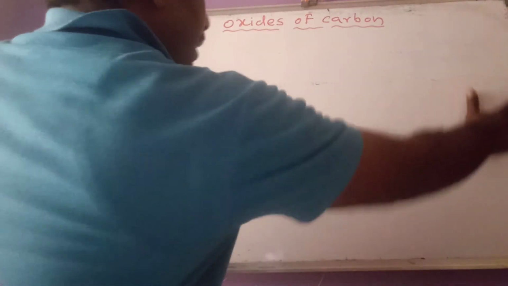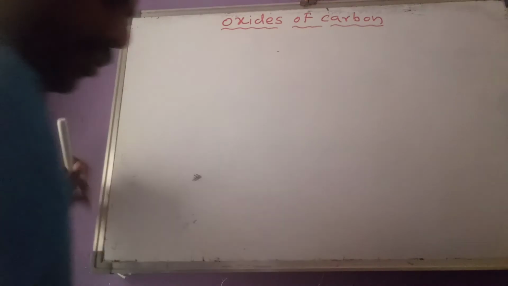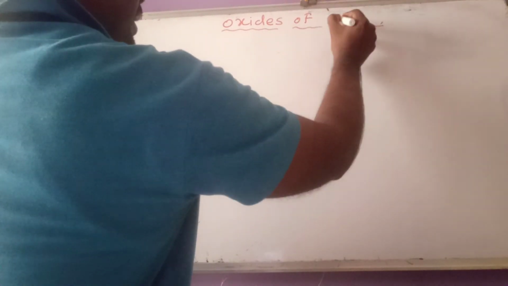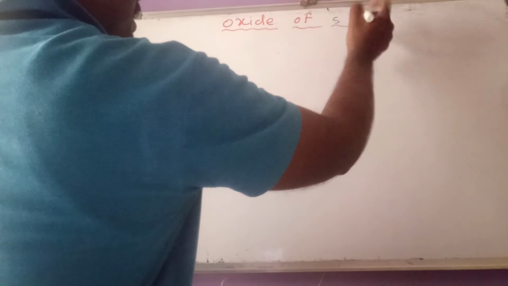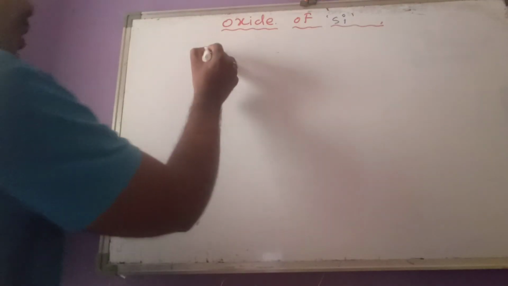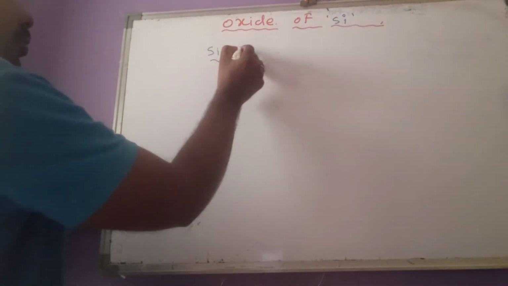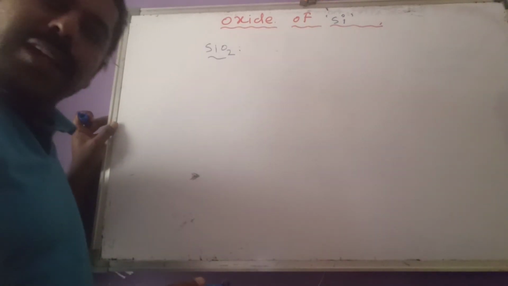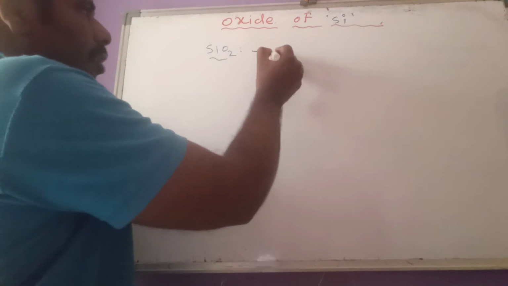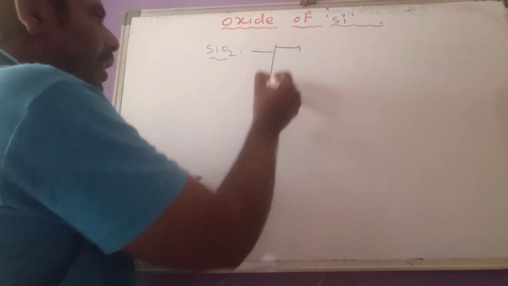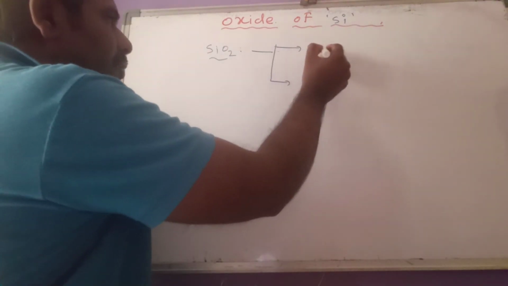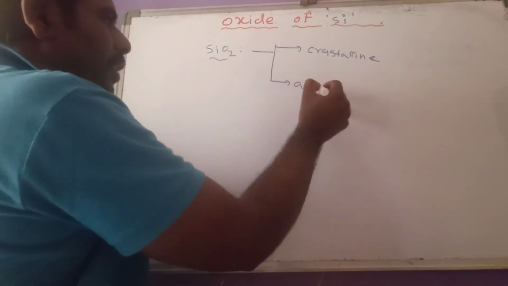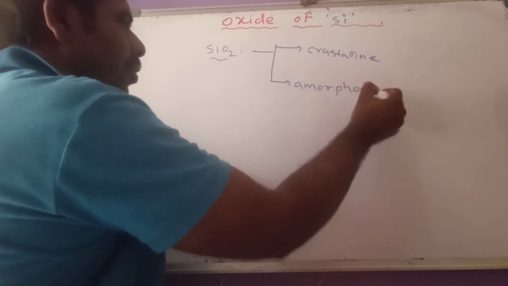Now let us see the oxide of silicon. Silicon oxide is nothing but silica, SiO2, known as silicon dioxide. It also has allotropes. These allotropes are classified into two types: first, crystalline allotropes, and second, amorphous allotropes.